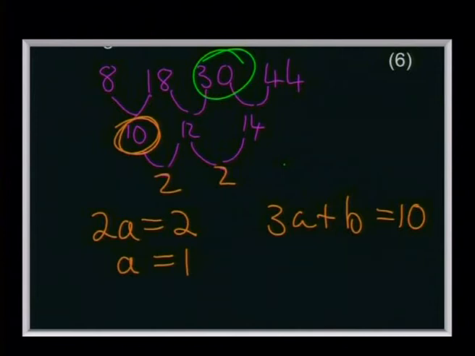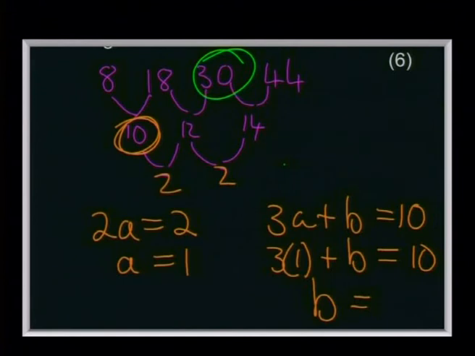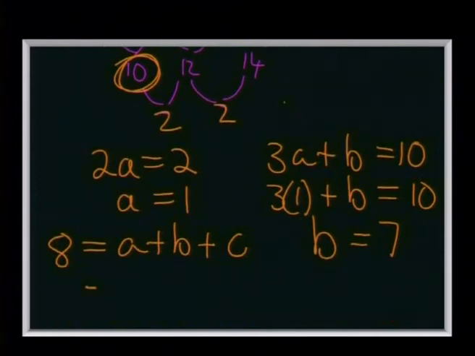But I already know that a is 1. So 3 times 1 plus b is 10. So b is going to be 10 minus 3, which is 7. So that works out all nicely. And then finally, we are told that the first term, which in this case is 8, is equal to a plus b plus c, right? But I already know that a is 1 and b is 7.